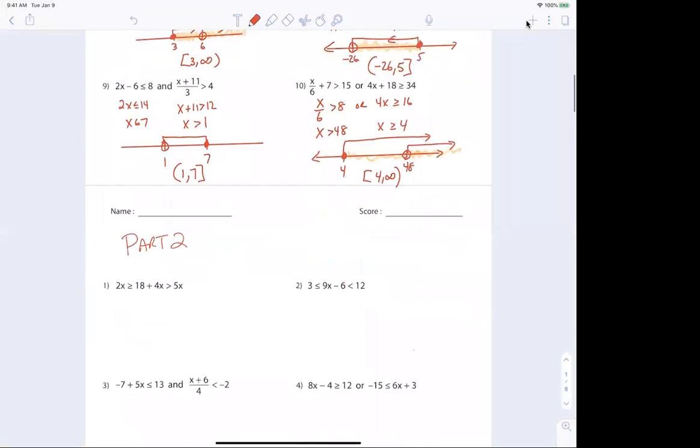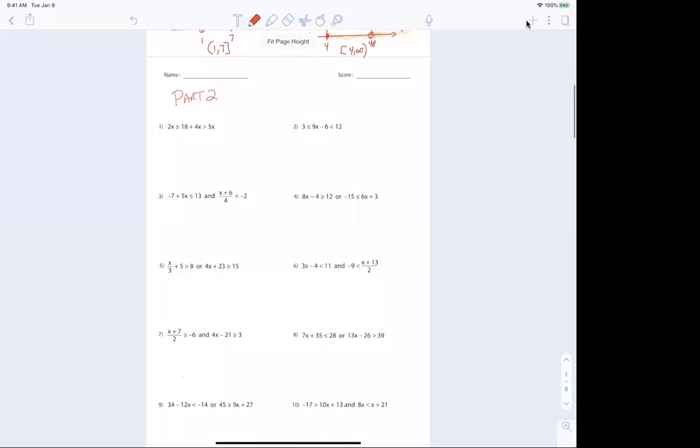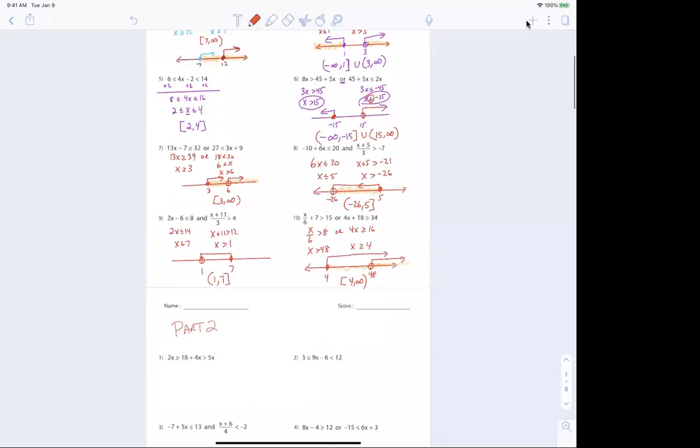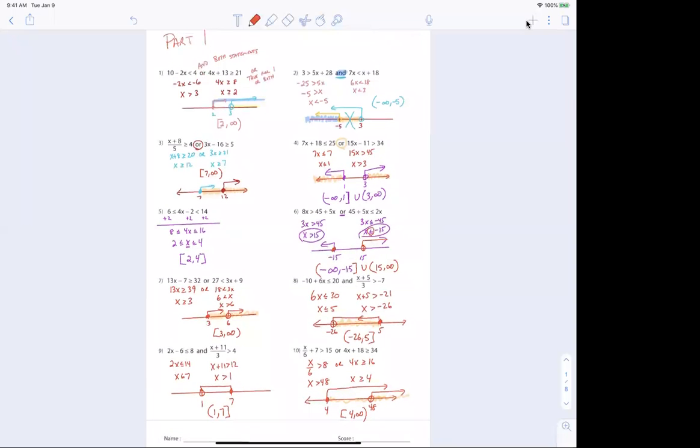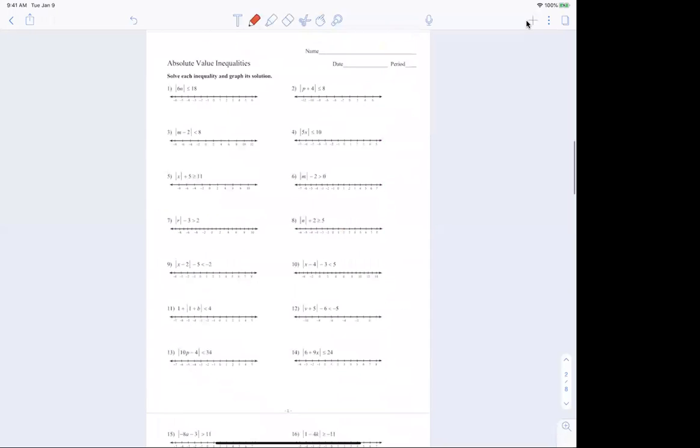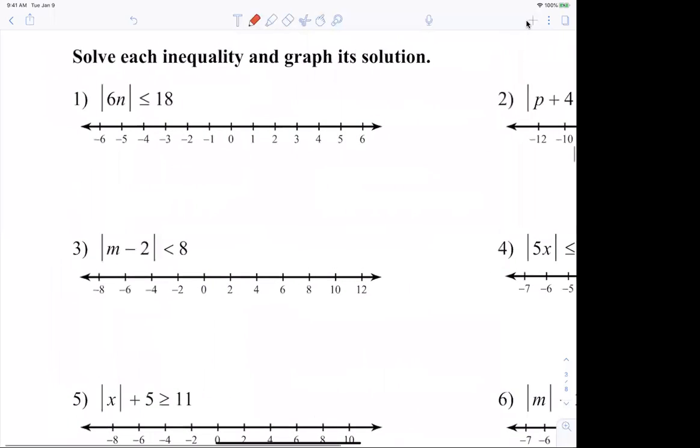All right, so now your job is to do 1 through 10. 1 through 10 is the same as 1 through 10 up there. Okay? Now let's get to the absolute value inequalities. Now, here I put them on a number line because sometimes I think it's easier to see the number line. But we can also do it in other directions. Let's do this.